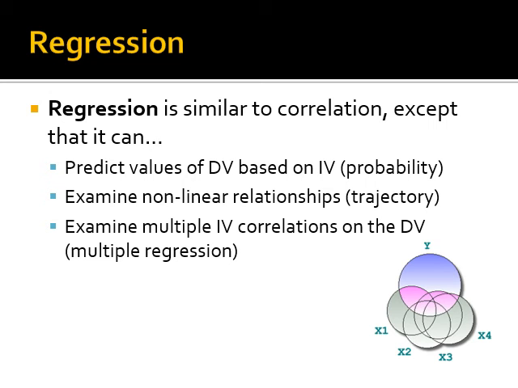It can also examine non-linear relationships, especially looking at the trajectory of change. This is very useful, particularly in counseling studies, because people don't tend to change in a completely linear fashion, step over step over step. They tend to get better either slowly at first or faster at first and eventually reach plateaus, and so knowing all of that information is useful. It's also, as I mentioned earlier, useful to examine multiple IV, or independent variable, correlations on the dependent variable. This is known as multiple regression.